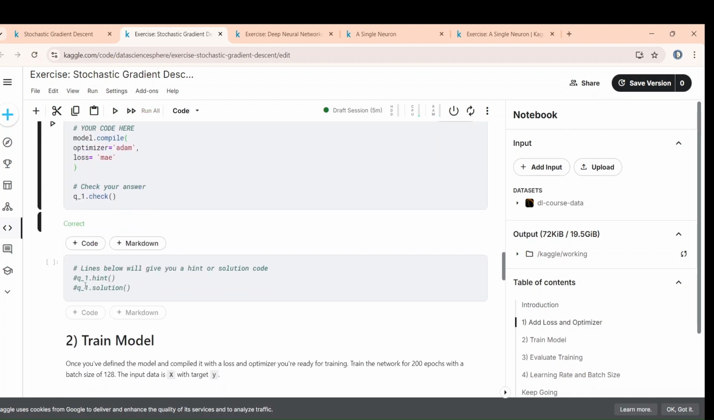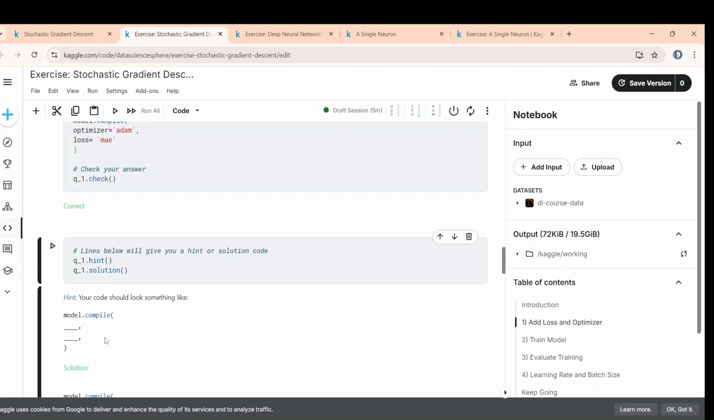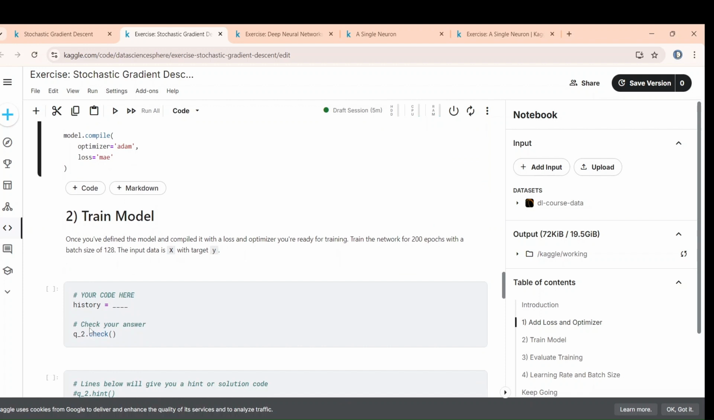If you can't do it, first check the hint. Inside model.compile, you have to write the optimizer and loss. Or you can check the solution also. Once you have defined the model and compiled it with loss and optimizer, you are ready for training. Now, train the network for 200 epochs with a batch size of 128.